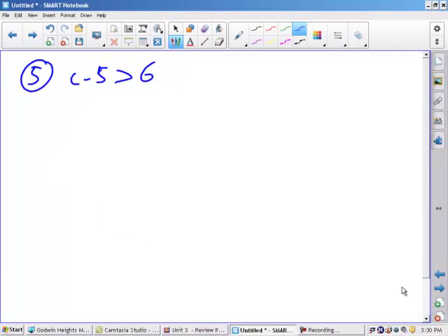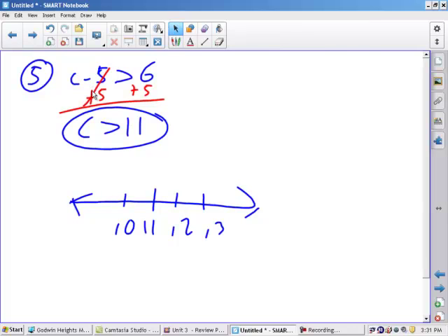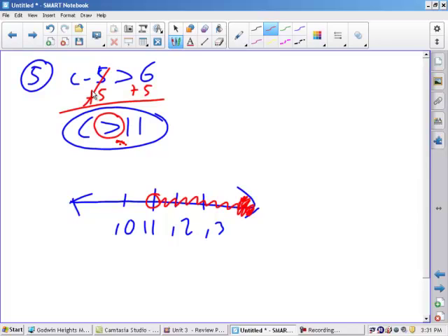Okay, number 5 at this point is c minus 5 is greater than 6. You need to solve it and graph it. Add 5, add 5. You then get c is greater than 11. That's my inequality. To graph it, go ahead and put 11, 12, 13, even put a 10 here. What I can then do is put an open circle at 11 and then go in the positive direction. And again, if you write it in the correct way, it actually points in the right direction. See, this greater than points to the right.